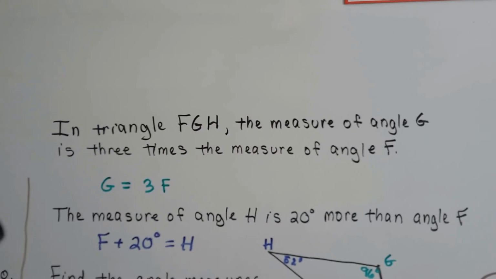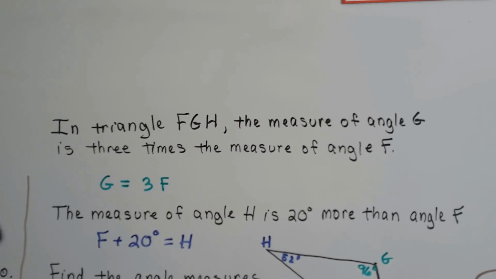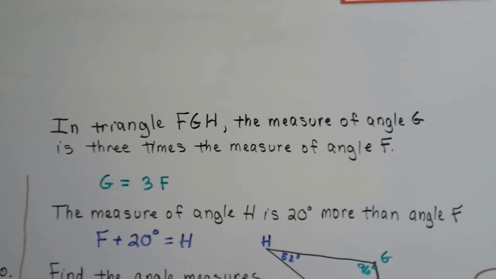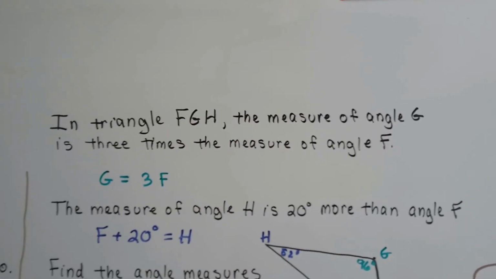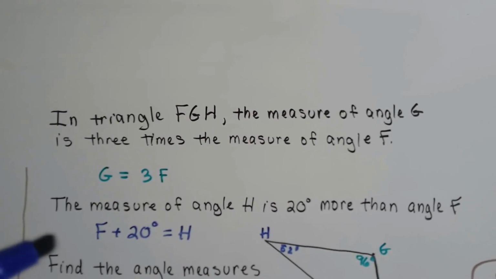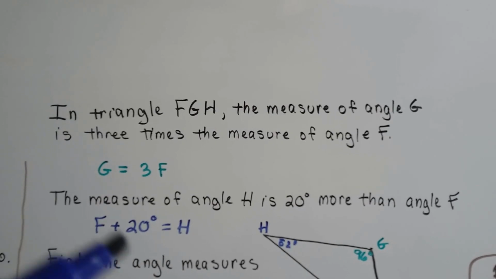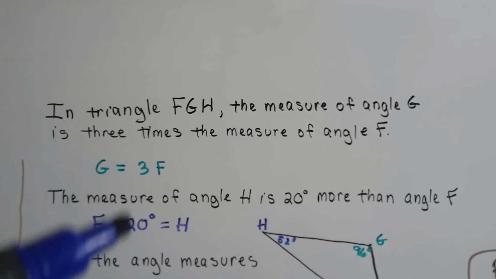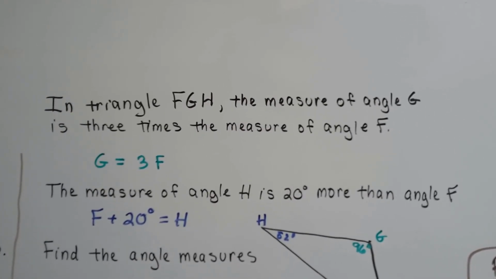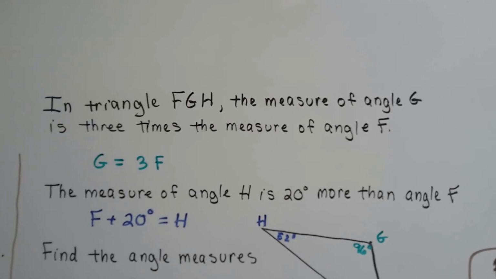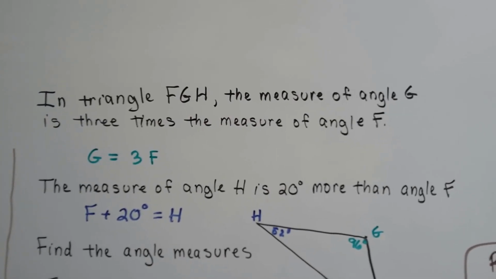Then it says the measure of angle H is 20 degrees more than angle F. It looks like everything's being compared to F, isn't it? Aha. So H is F plus 20 degrees. Now we've got our second equation. And it says find the angle measures. Well, what the heck? We've got these two. What are we supposed to do?